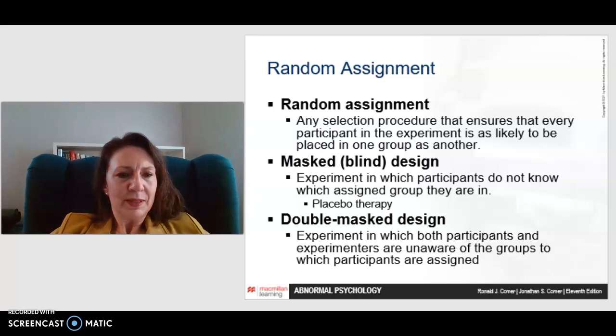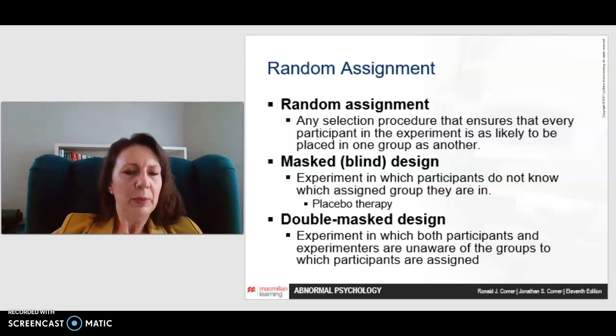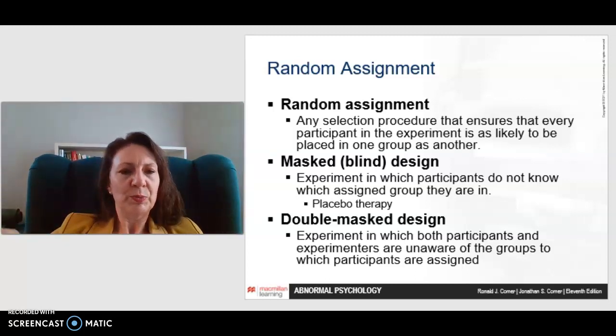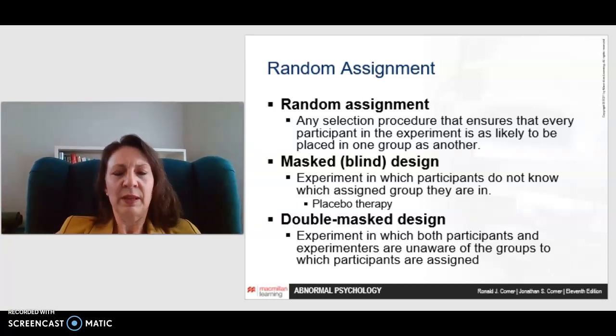We also have random assignment, which is any selection procedure that ensures that every participant in the experiment is as likely to be placed in one group as another. So typically we'll generate a list of random numbers from a computer, and then we assign research participants to groups based on those random numbers. So there's no bias in who gets the treatment and who gets the control experience.